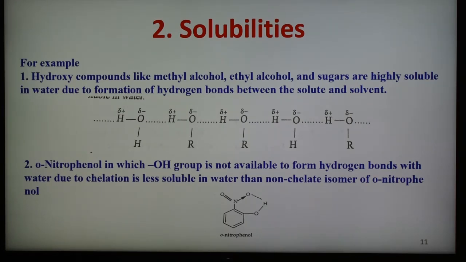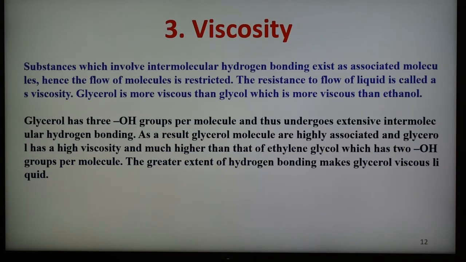Thus hydrogen bonding also affects the solubilities. And the third property is viscosity. As we know, with the increase of intermolecular hydrogen bonding, the association of molecules increases, and therefore the flow of molecules is restricted. The resistance to the flow of a liquid is known as viscosity. And as we know, glycerol is more viscous than glycol, which is more viscous than ethanol.